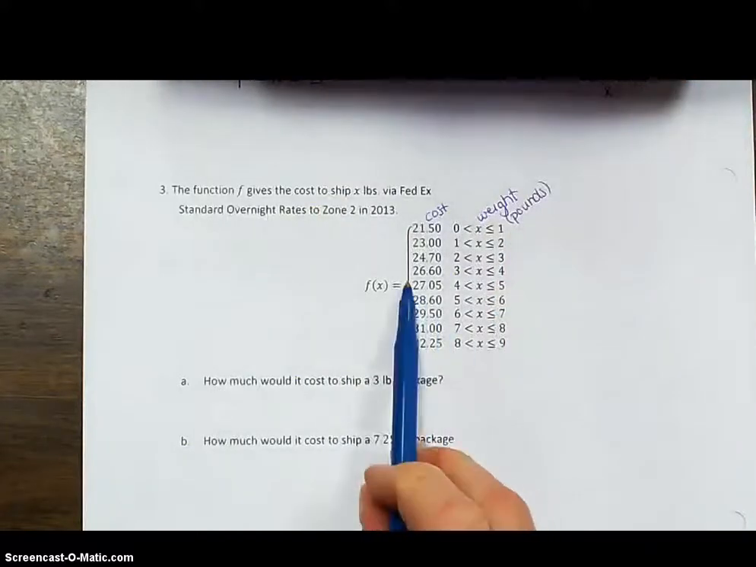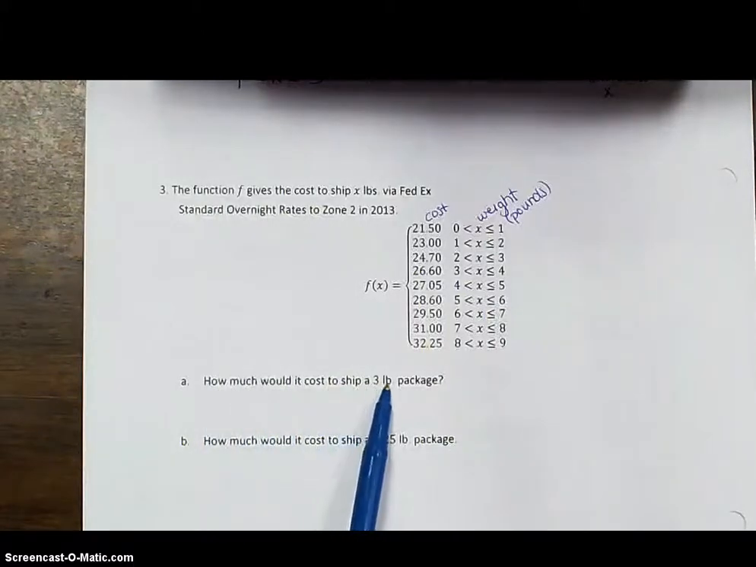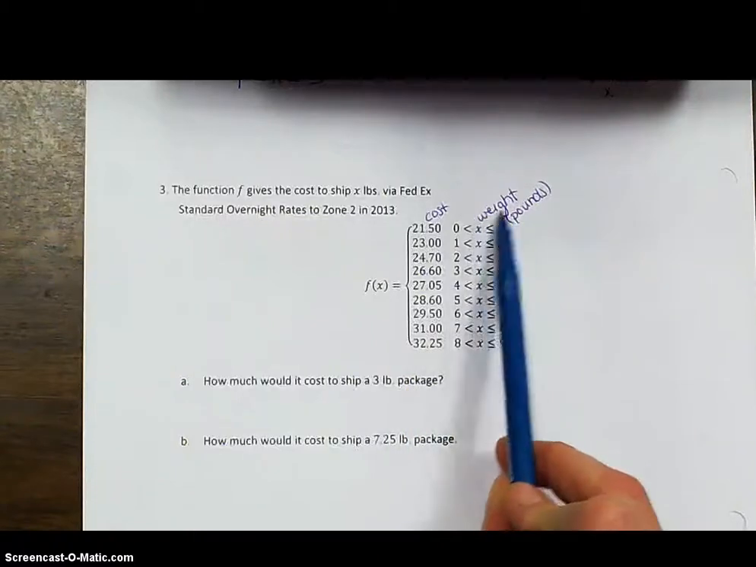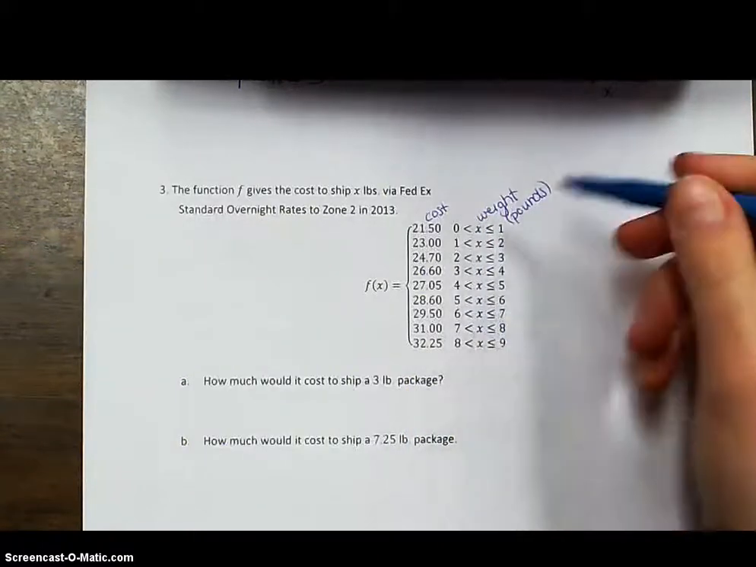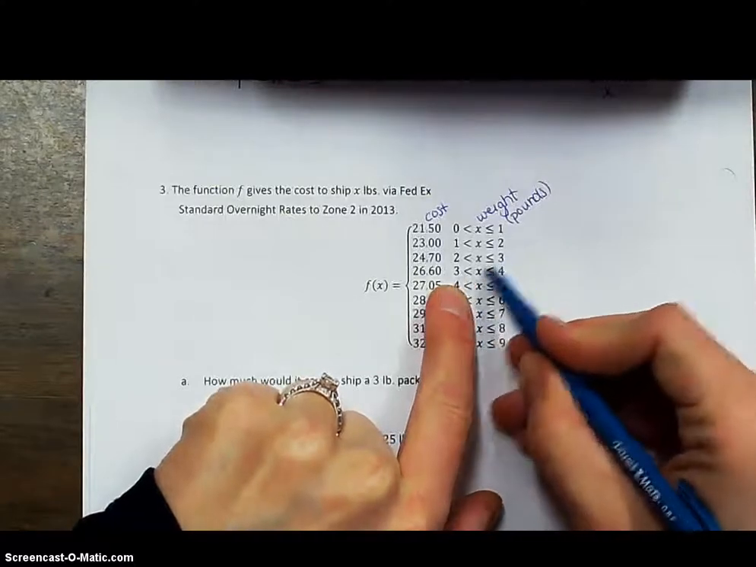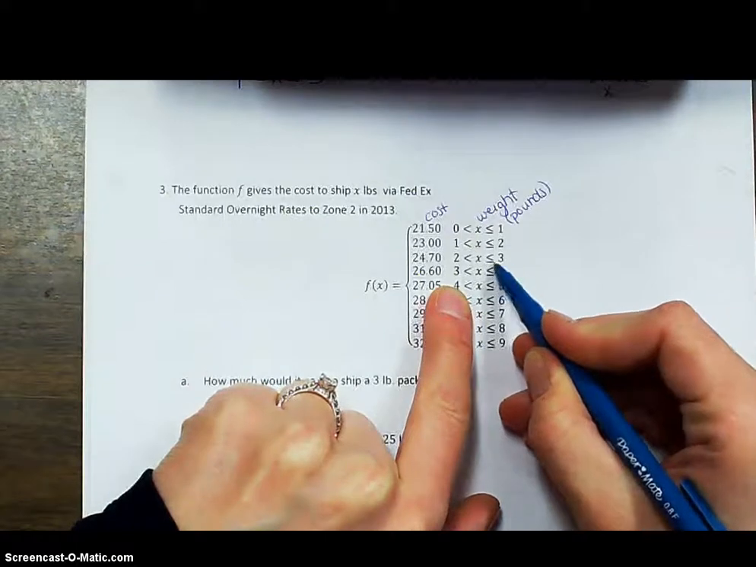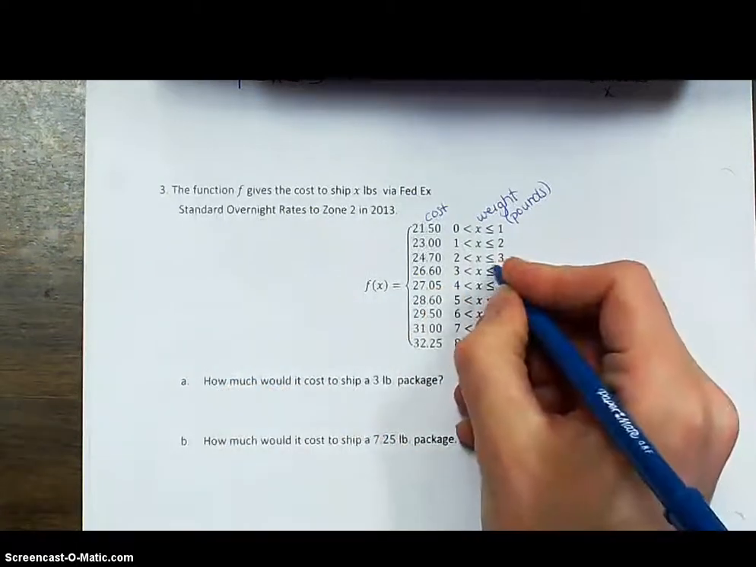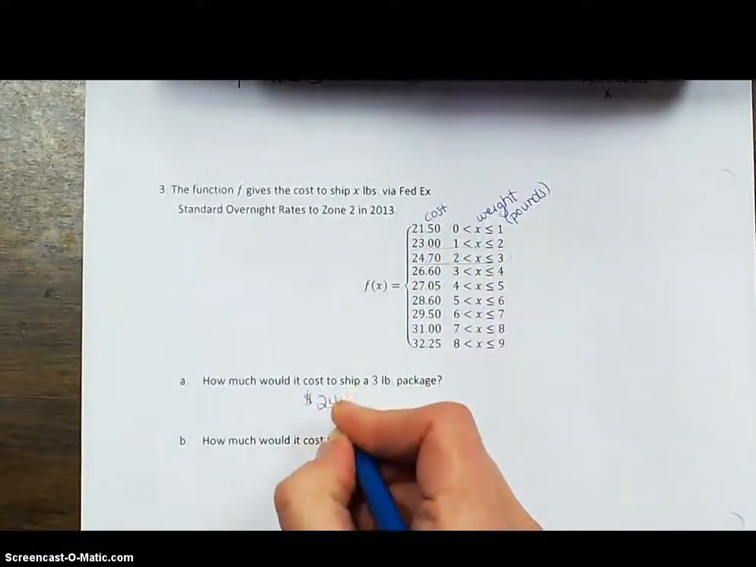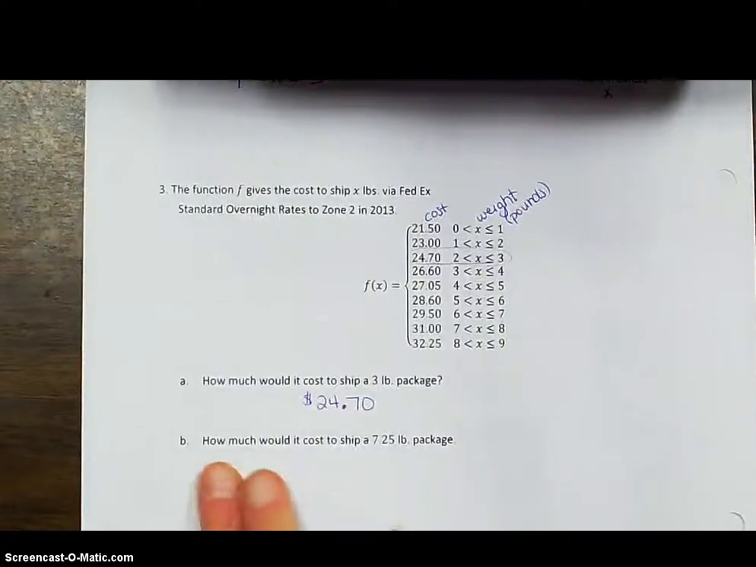All right, so let's go ahead now. We have to interpret this. How much would it cost to ship a 3-pound package? So for 3 pounds, that's your x, so that's the weight. So let's look for 3. Well, there's a 3 here and there's a 3 here. Which one do we want to use? We want to use the one where there's the line underneath because that means it's equal to 3. So we're going to use this first one because it's equal to 3. So how much is it going to cost? $24.70.